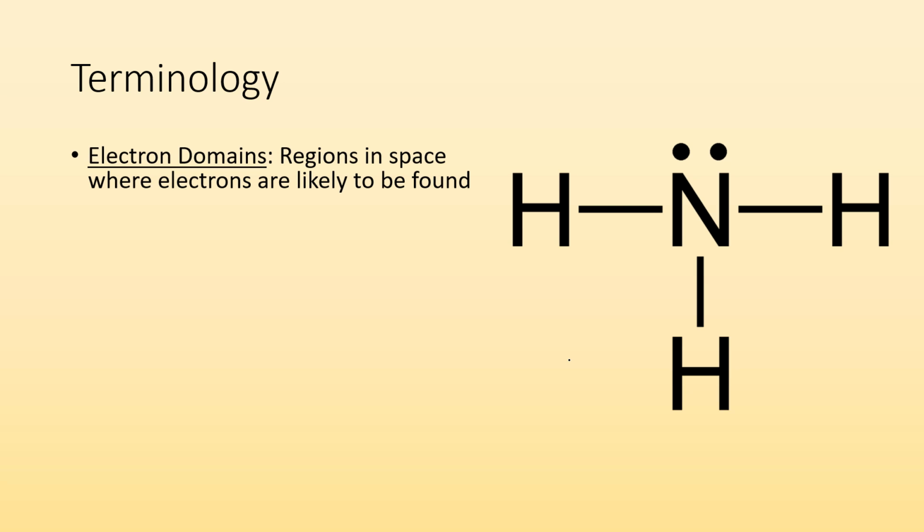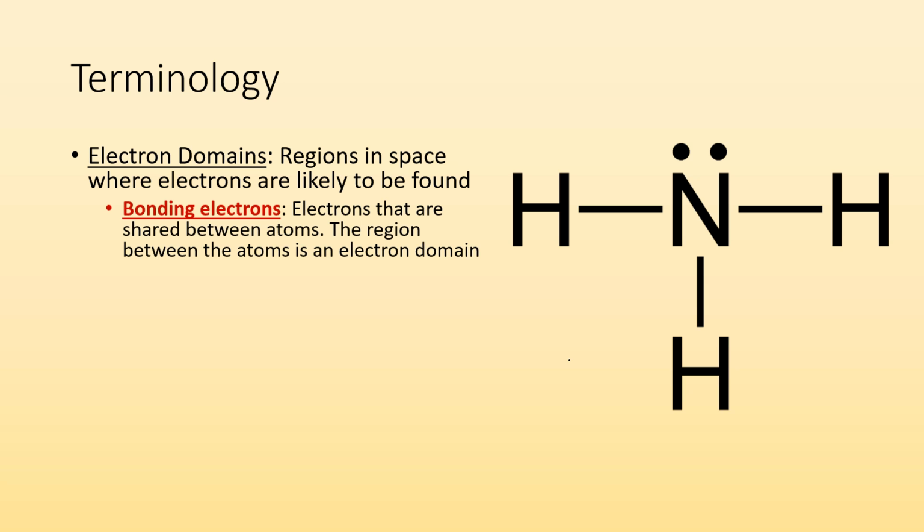So other terminology, electron domains. An electron domain is just a region in space where there are electrons likely to be found. So there's bonding electrons. That's one place, one domain, right? Bonding electrons are electrons that are shared between atoms. The region between those atoms is an electron domain. So you can see in this example of NH3, there are bonds between hydrogen and nitrogen, and that area between those atoms is a bonding domain, right?